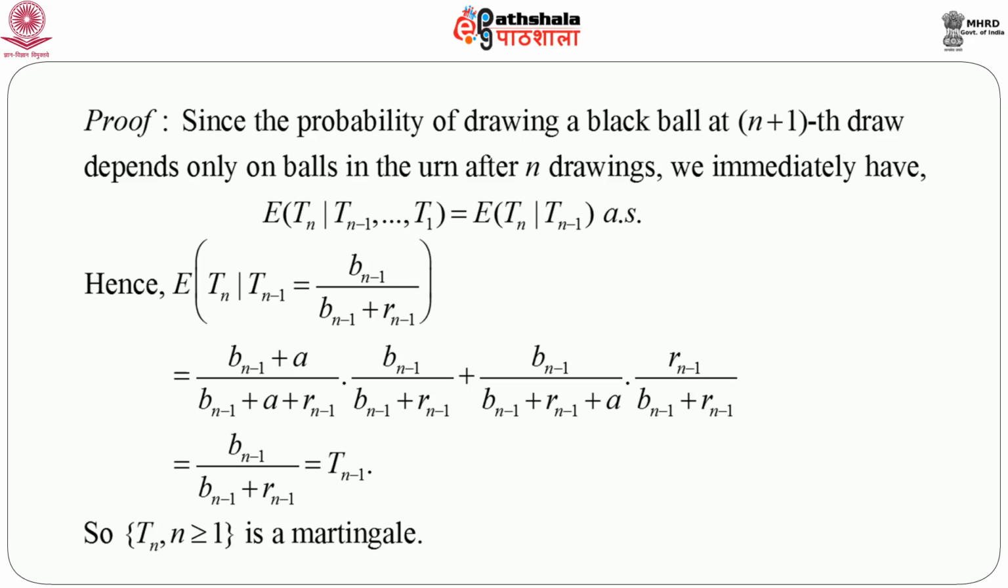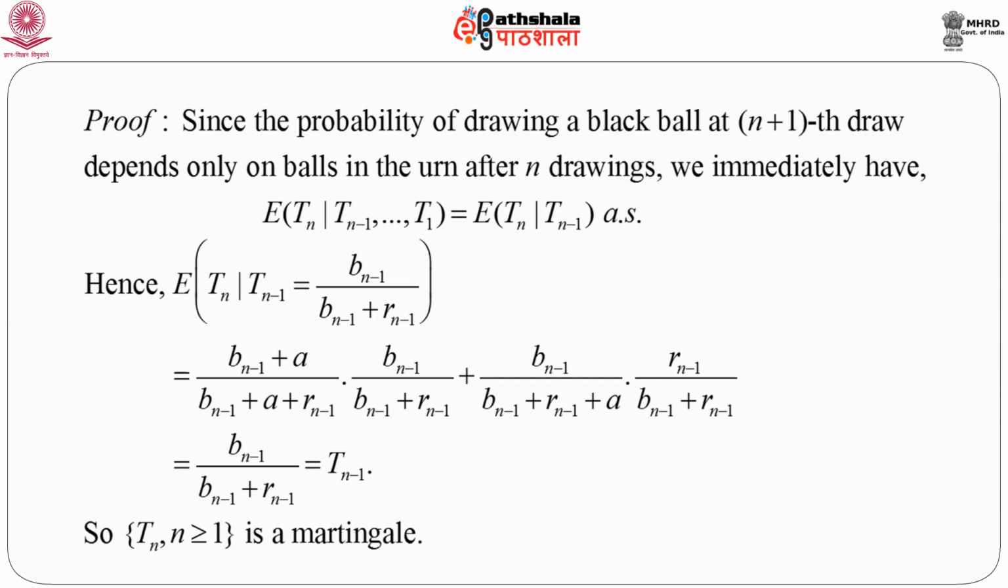So the expectation of Tn given Tn minus 1 equals Bn minus 1 by Bn minus 1 plus Rn minus 1, because after the n minus 1th draw, the number of black balls is Bn minus 1 and the number of red balls in the urn is Rn minus 1.